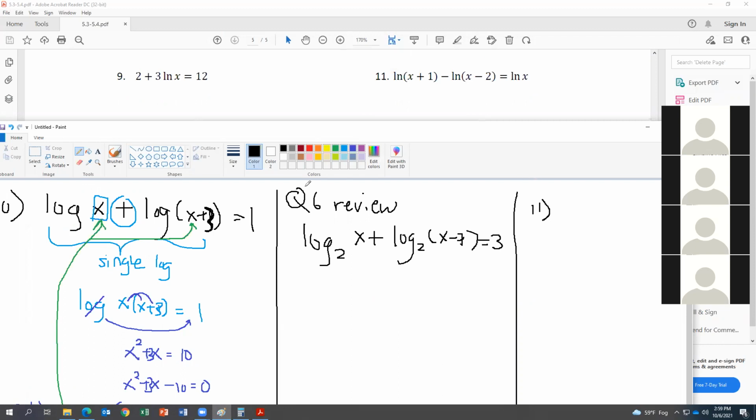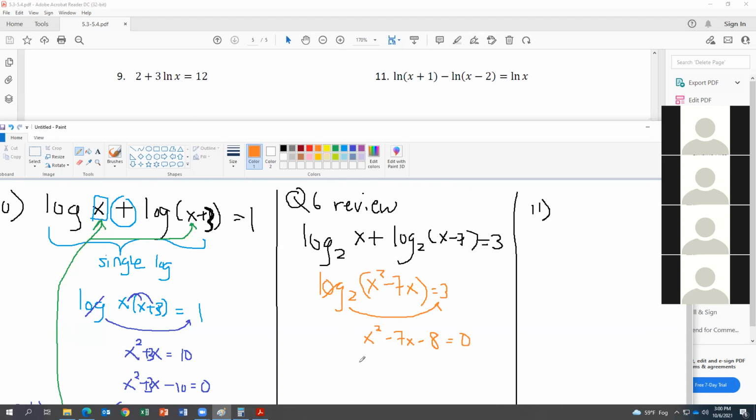So you've got to make log base 2 of (x squared minus 7x) equals 3. And then you've got to move the log base 2 over. So then it's going to be 2 to the power of 3, which equals 8. And then you're going to bring the 8 over to the other side of the equation, which makes x squared minus 7x minus 8 equals 0.